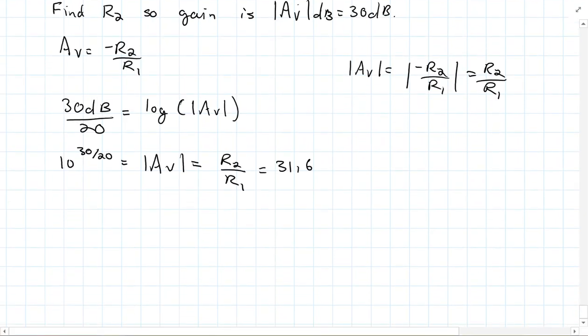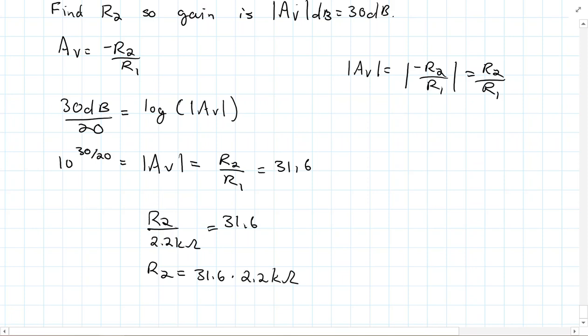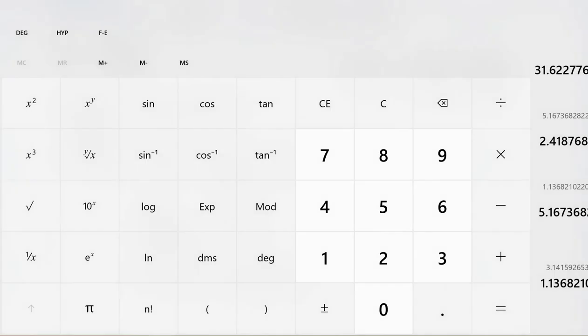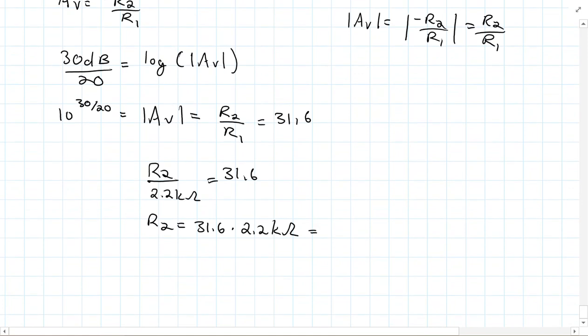And so then, it's pretty easy at this point because I have R2 over R1, and I know R1 is 2.2 kiloohms, and that has to be equal to 31.6. So R2 is just 31.6 times 2.2 kiloohms, which, doing that computation and rounding it, we get as 70 kiloohms.